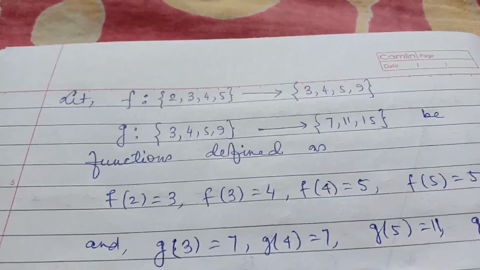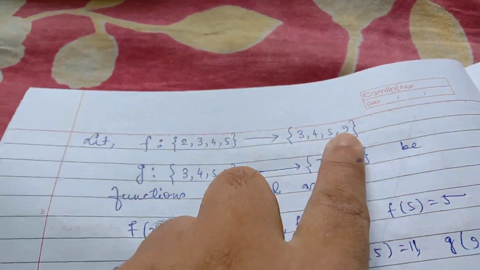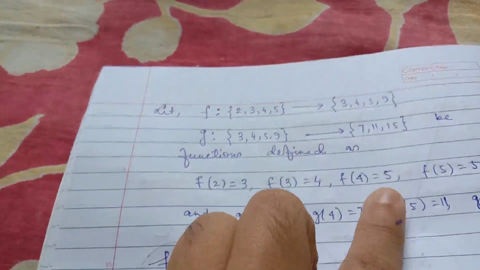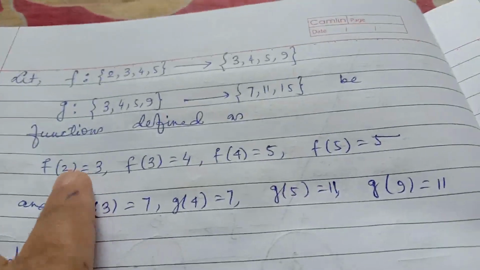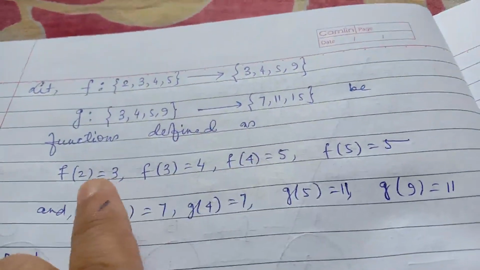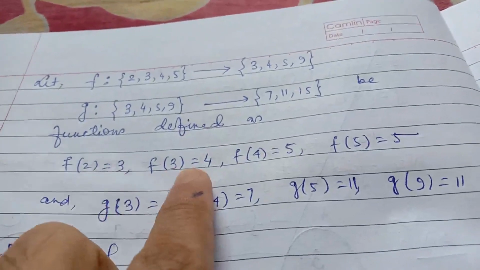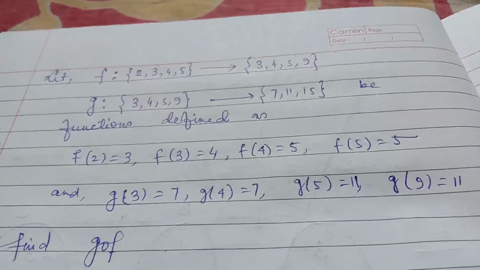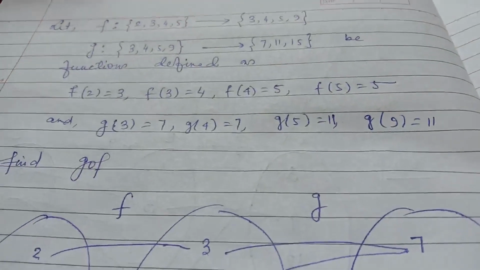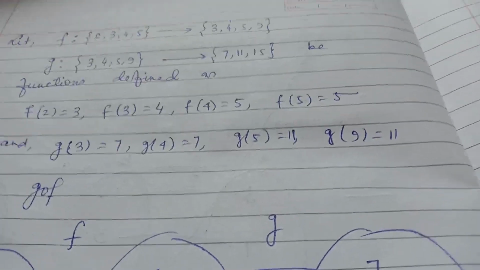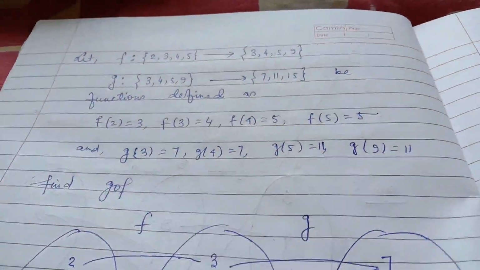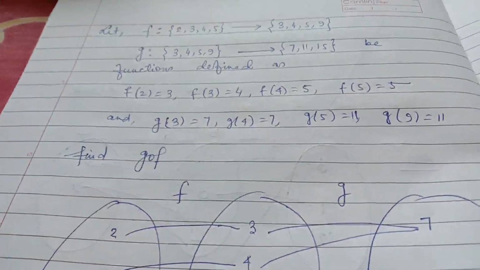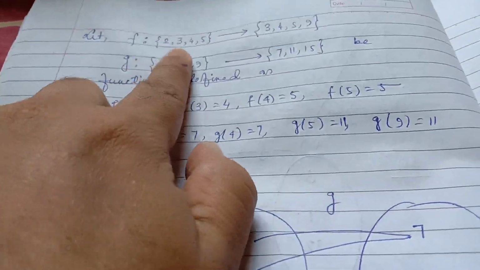Let f be a function from the set {2, 3, 4, 5} to {3, 4, 5, 9}, and g is a function from {3, 4, 5, 9} to {7, 11, 15}, be functions defined as f of 2 equal to 3, f of 3 equal to 4, f of 4 equal to 5, f of 5 equal to 5, g of 3 equal to 7, g of 4 equal to 7, g of 5 equal to 11, and g of 9 equal to 11. Find g composition f.